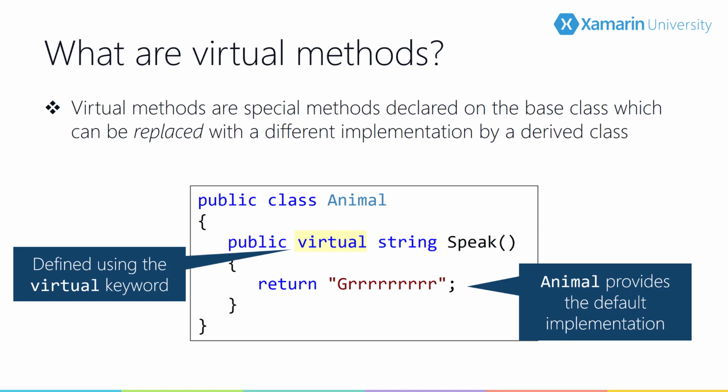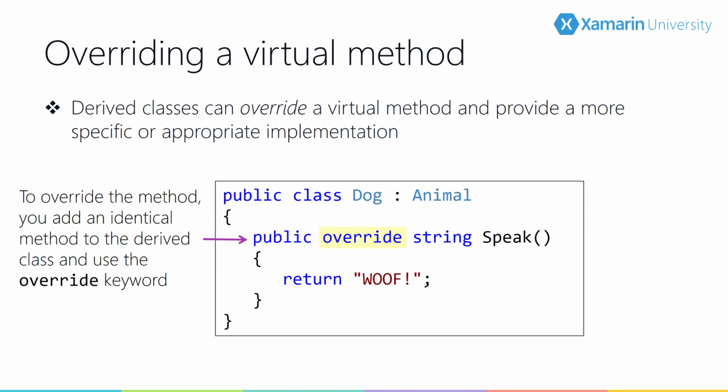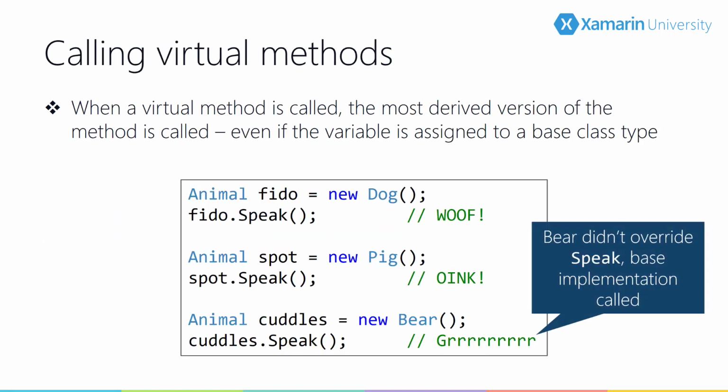So here you can see in the base class animal, I have a virtual speak method. And then inside of my dog class, I can override that speak method. And I'm saying something else. So in this case, if I were to call dog speak, it would say woof instead of grr like the default animal did. So for example, here you can see I have 3 variables.